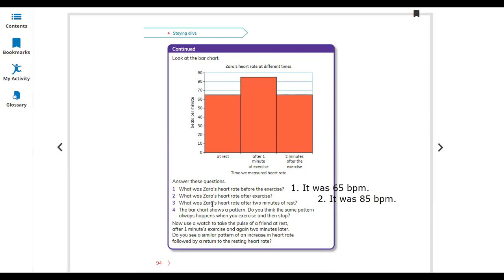What was Zara's heart rate after 2 minutes of rest? After 2 minutes of rest, Zara's heart rate came back to 65.